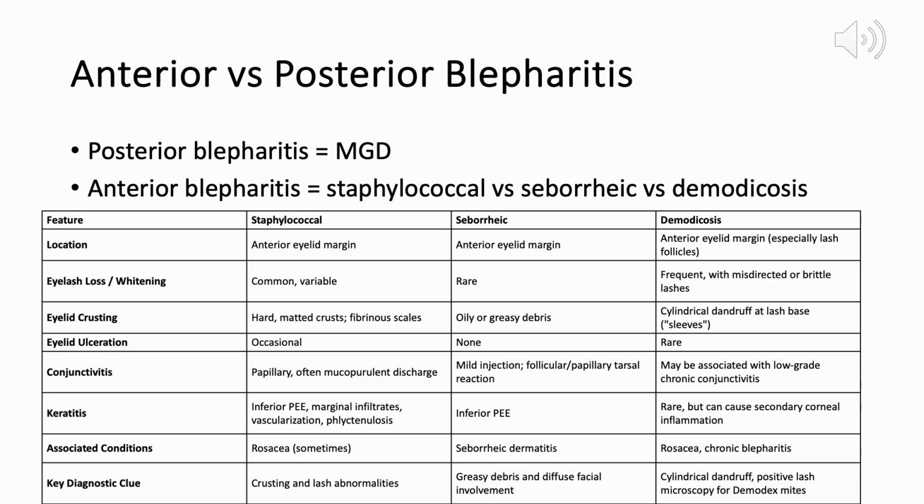Associated conditions include rosacea in both staph and demodicosis and seborrheic dermatitis in seborrheic blepharitis. Finally, key diagnostic clues. Staph, look for crusting and lash changes. Seborrheic, think greasy debris and facial involvement. Demodicosis, suspect if you see cylindrical dandruff, and confirm with lash microscopy for Demodex mites.